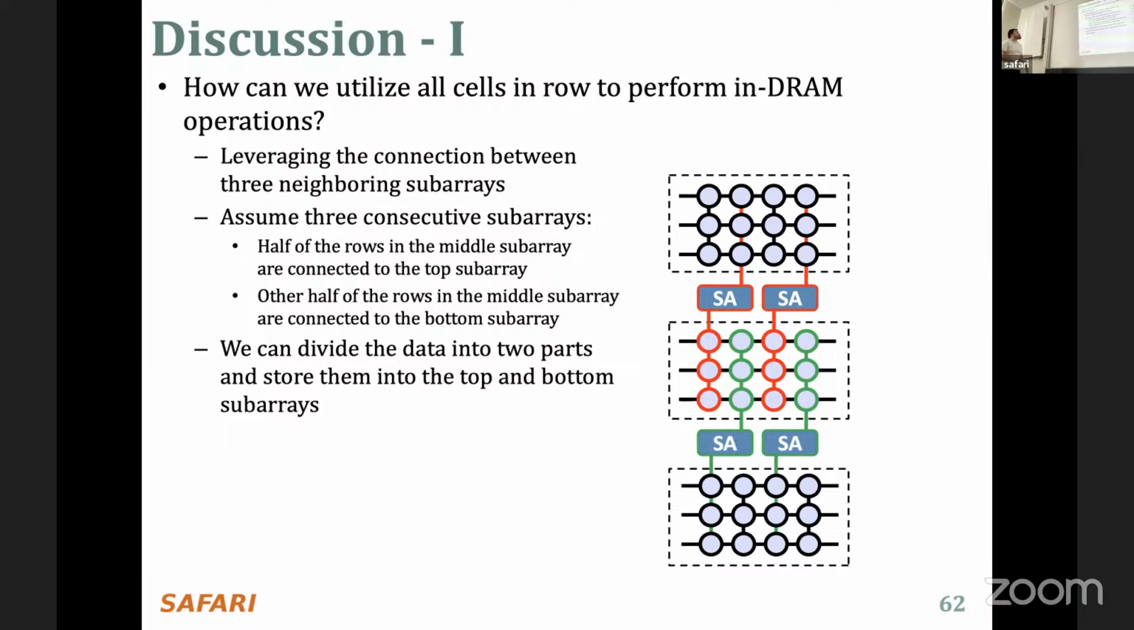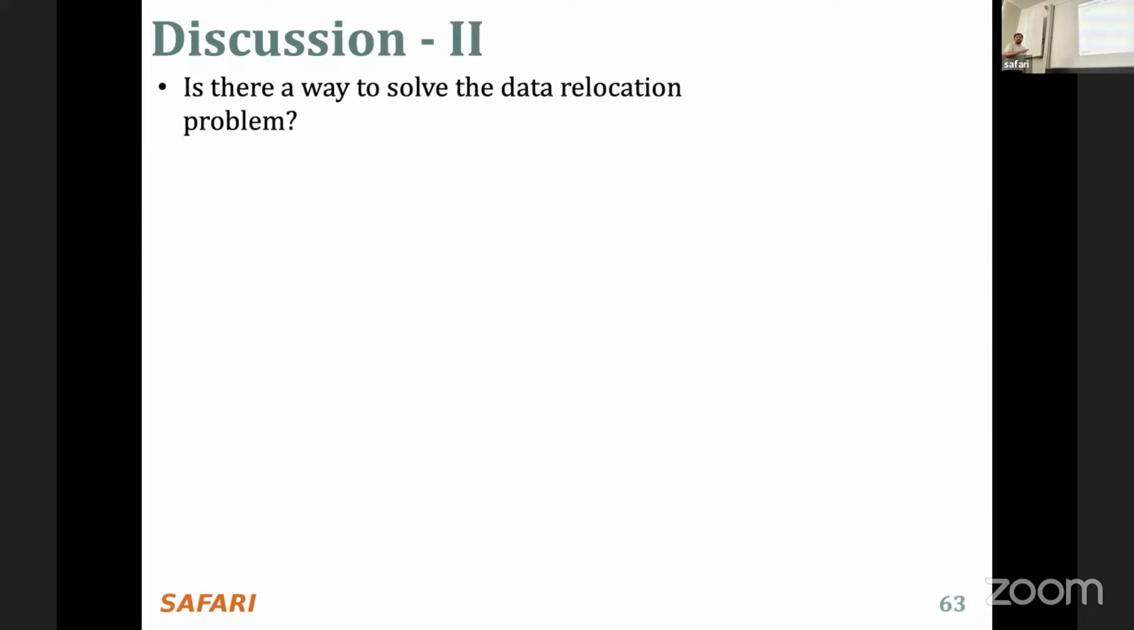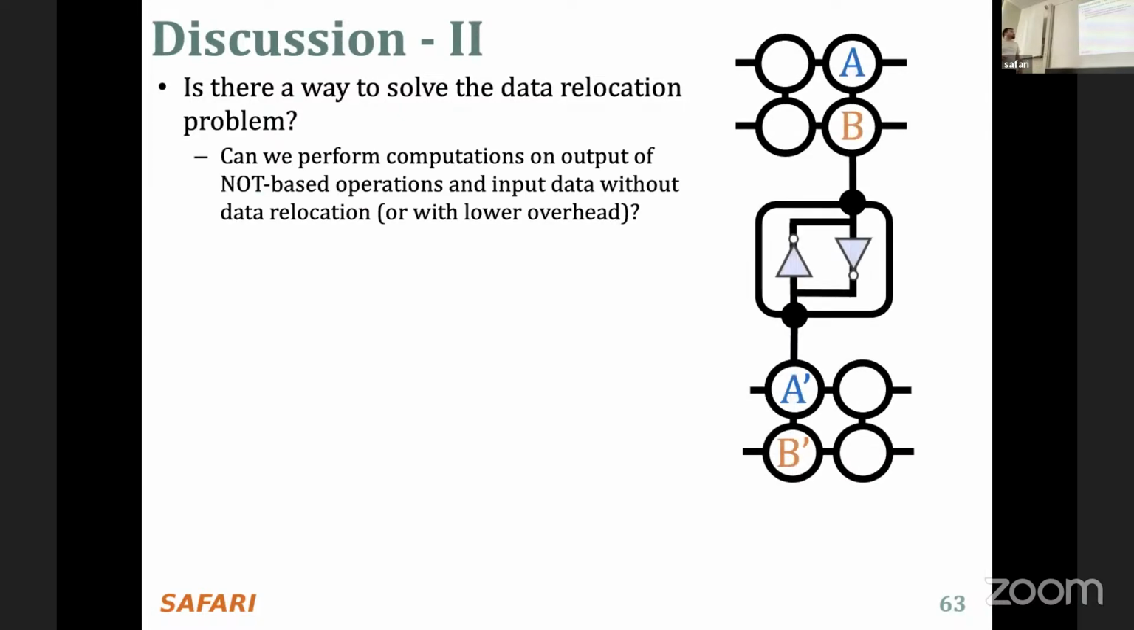Okay, I can move to the second one, and the second one is derived from the second weakness. Is there a way to solve the data relocation problem? Can we perform the computations on the output of NAND-based operation and input data without this data relocation overhead, or with lower overhead?